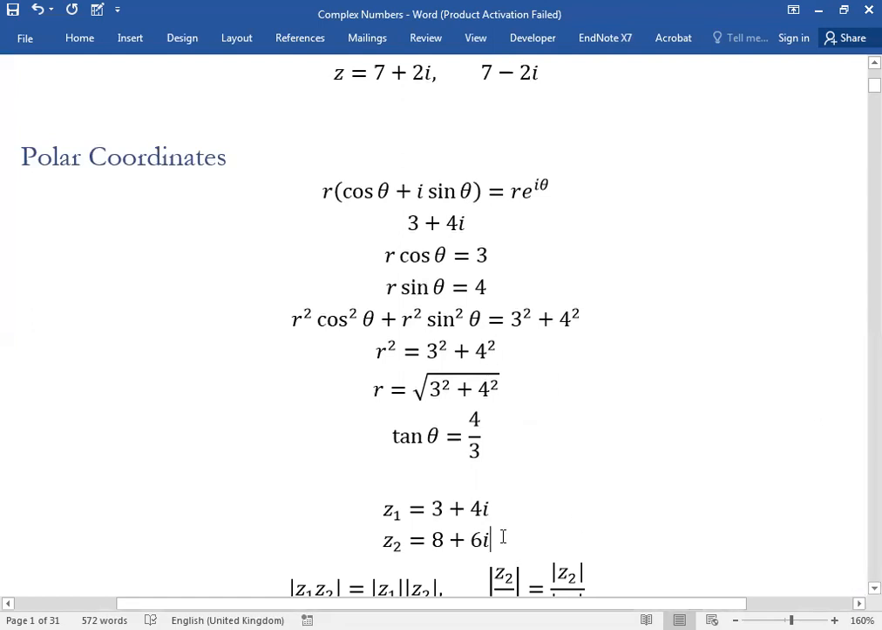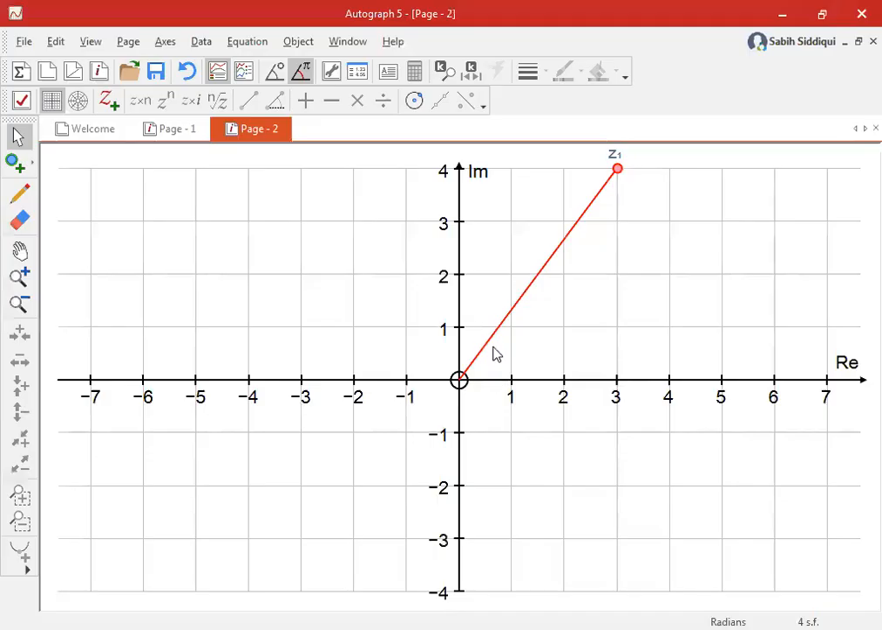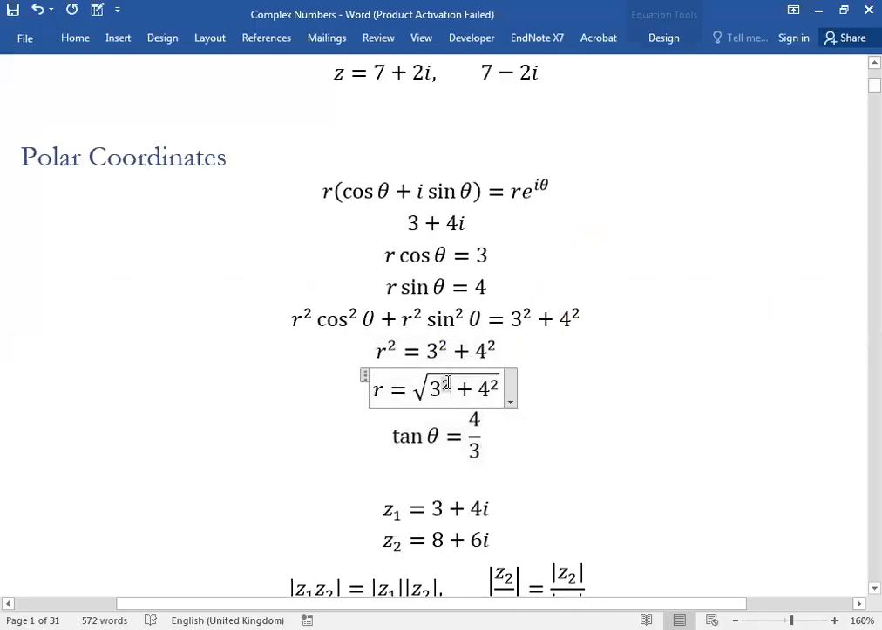Okay, two more things. Now these are two complex numbers. See, how do you find the argument? Argument is theta. Polar coordinates are just another way of writing down the complex number. Now for the same complex number, what is your R? R is 5.